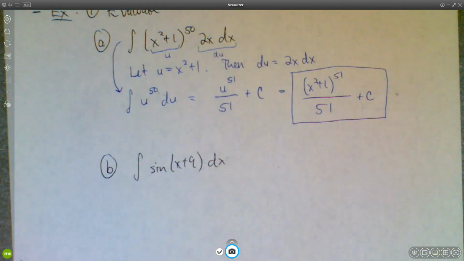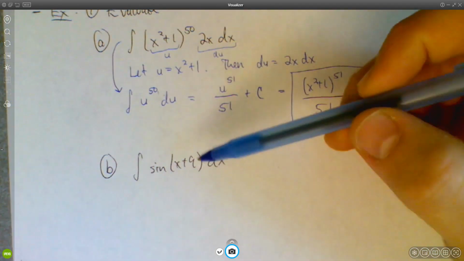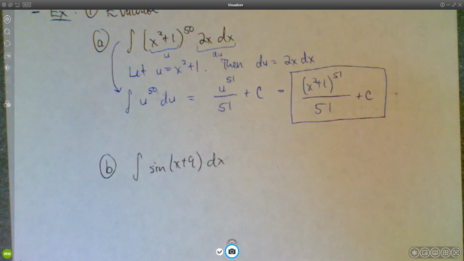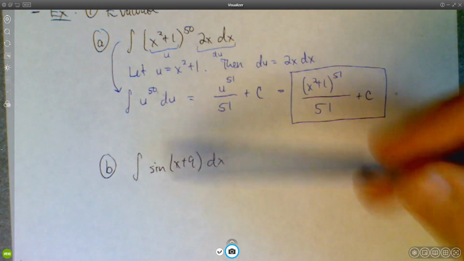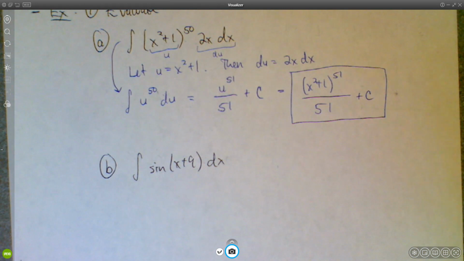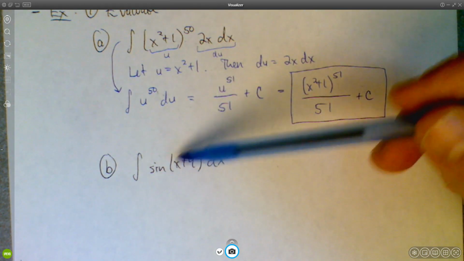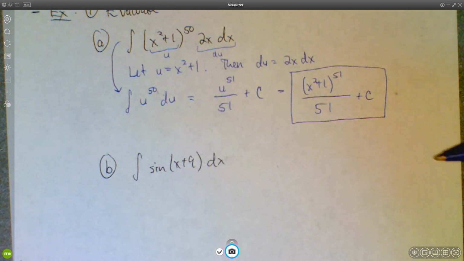Now what's challenging about this particular integral is that we don't know what the antiderivative of sine of x plus 9 is. We know what the antiderivative of sine x is, right? The derivative of cosine is negative sine, so the derivative of negative cosine would be positive sine. So the antiderivative of sine is just negative cosine. But what about the antiderivative of sine of x plus 9? We don't know what that is. Fortunately, we can use a u substitution.